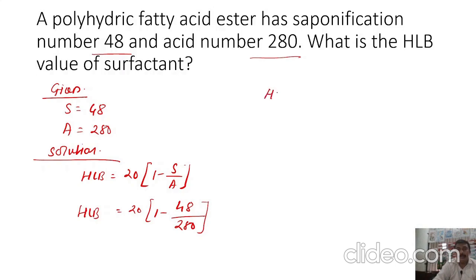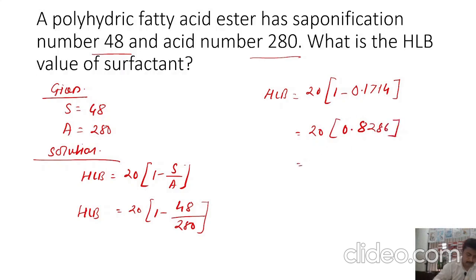So the saponification number is 48, the acid number is 280. As we discussed earlier, first of all solve the ratio. So 48 divided by 280 is equal to 0.1714. Later on, subtract it from 1. So 1 minus 0.1714, you will get 0.8286. Later on multiply with 20, you will get 16.57. This is the answer of your problem. So 16.57 is the correct HLB value of the surfactant.